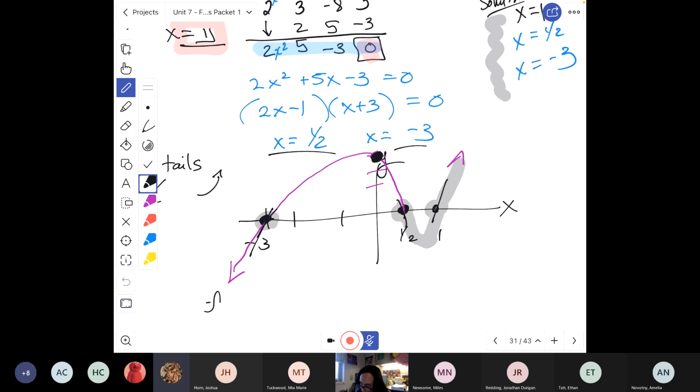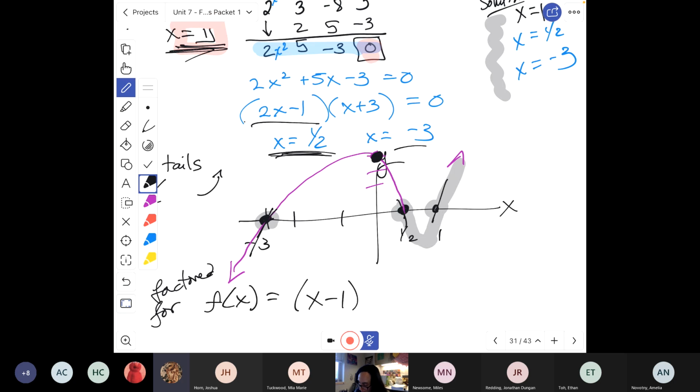Well, I know if I wanted to write this polynomial in factored form, I have from here, x minus 1. From here, I have 2x minus 1. And from here, I have x plus 3. So there it is in factored form. So if I ask you to write the polynomial in factored form, you should be able to go through this process. Yes? All right, let's try another one.